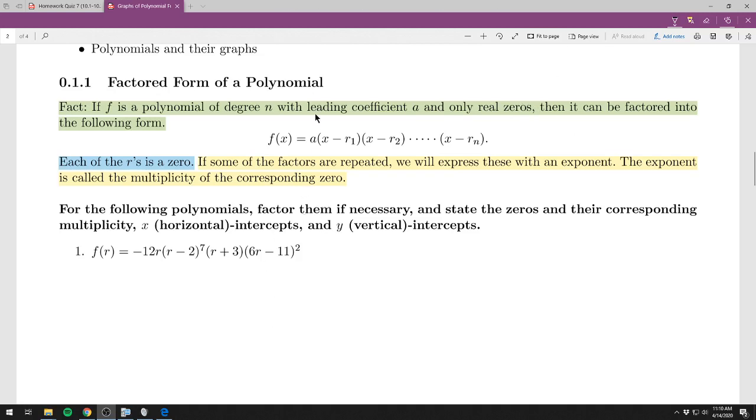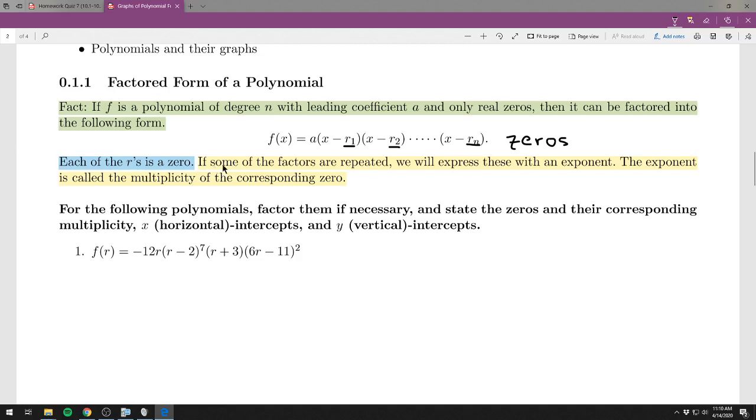So f of x equals a times x minus r1 times x minus r2, or however many we have, all the way down to x minus rn. Each of these r's are the zeros. And we'll see why that's the case when we work a problem below. And in case you have forgotten how to figure out zeros or what it means, we'll talk about that.